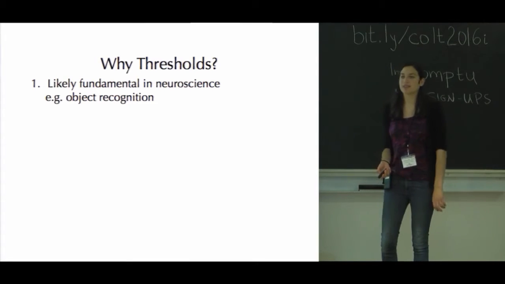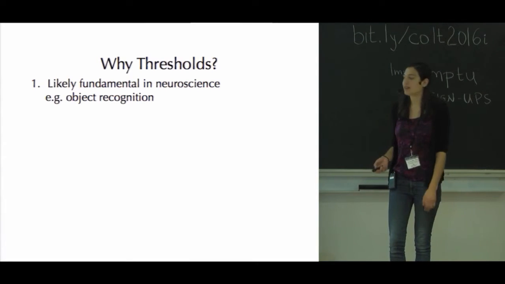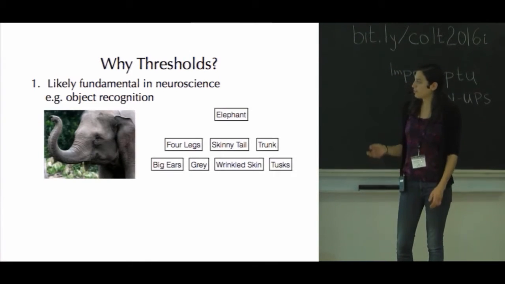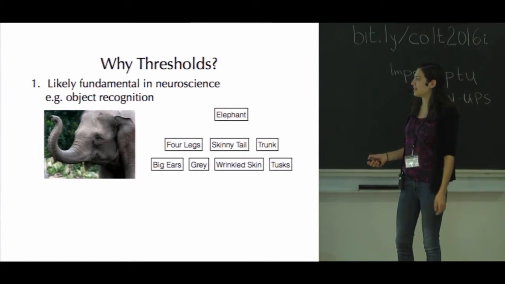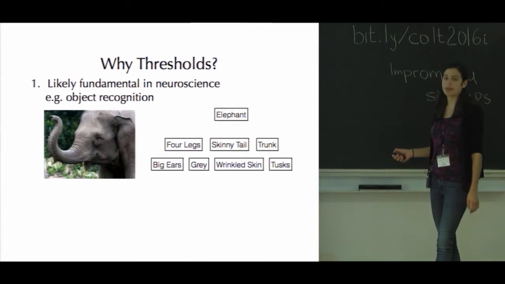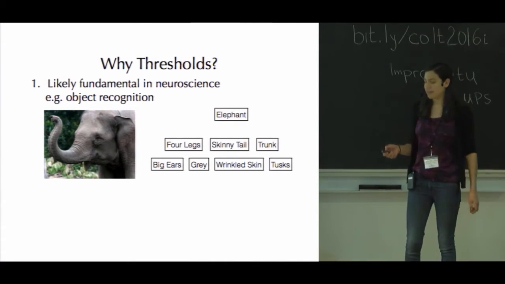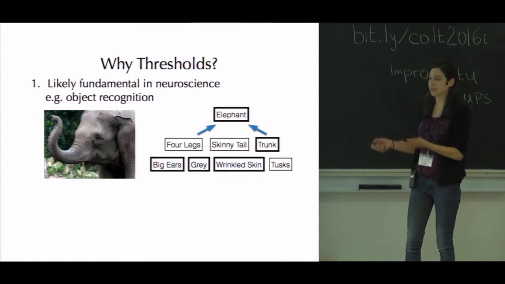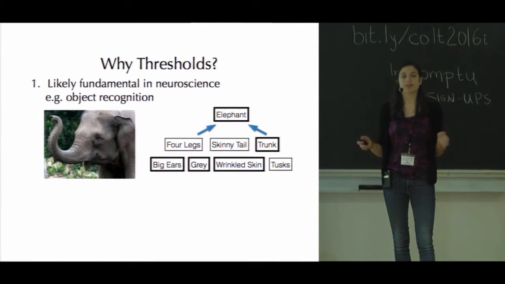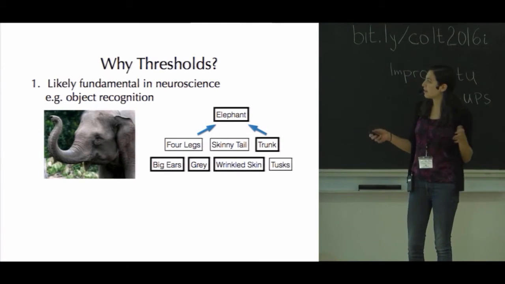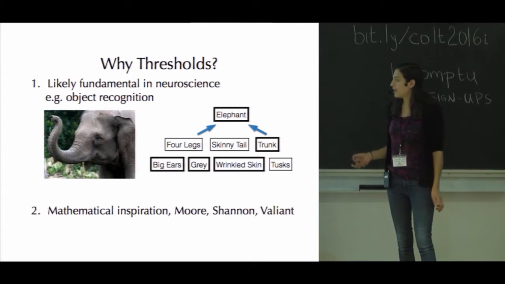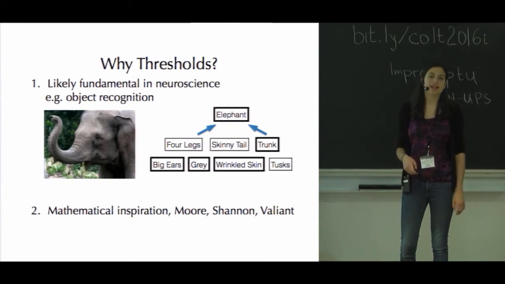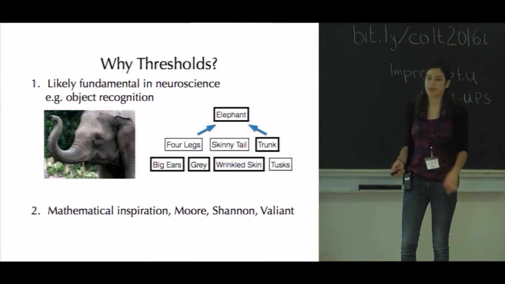So why are we focusing on thresholds? First, we imagine that thresholds are fundamental in neuroscience, much like they are in computer science. An example we imagine is object recognition. We're all able to identify this as an elephant, and there are many features that we might associate with an elephant. In this picture, we only see some subset of these features, but we're able to identify the picture as an elephant. So maybe there's some sort of threshold function on what we see that allows us to determine that this is an elephant. And of course, we have mathematical inspiration from the works of Moore, Shannon, and Valiant, and in a few slides, I'll be more specific about their contributions.